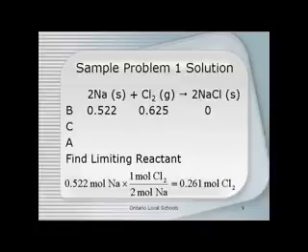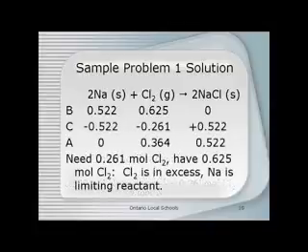That mole ratio is using the coefficients in the balanced equation, and the only time you will ever use those coefficients in the balanced equation is when you use a mole ratio to go from moles of one reactant or product to moles of another reactant or product. When we do this, what we find is that we need 0.261 moles of chlorine.